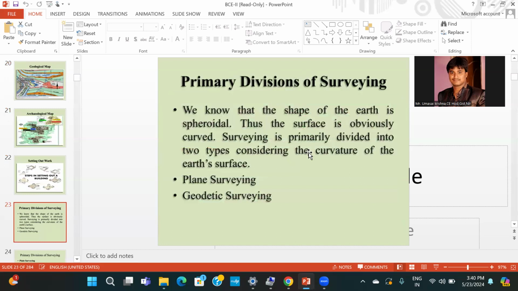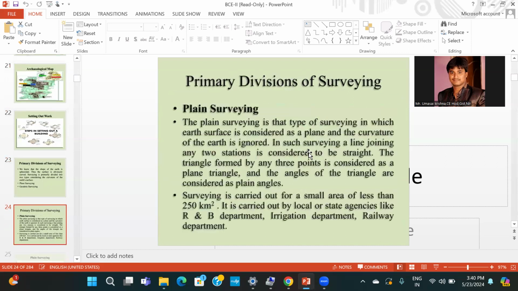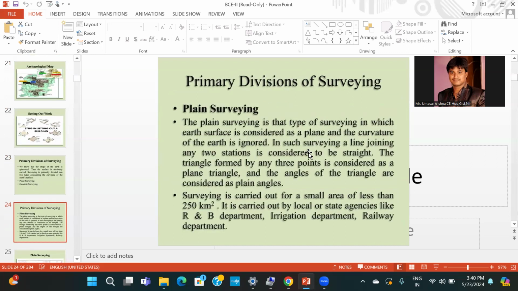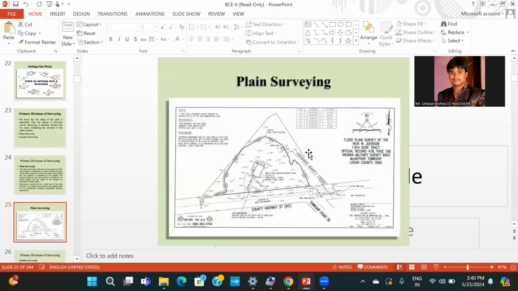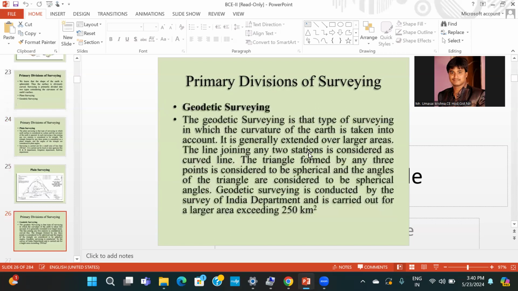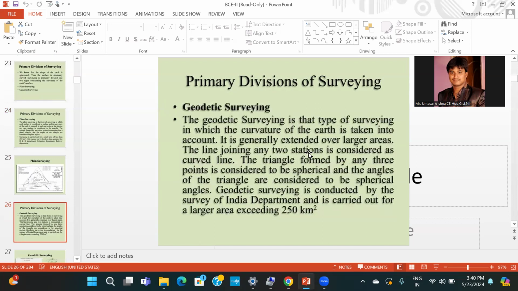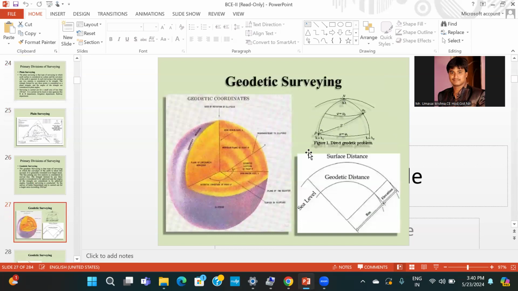So the primary divisions of surveying are plane surveying and geodetic surveying. Already we have discussed plane surveying, where the curvature of earth is ignored. So the area should be less than 250 square kilometers. And you can see the maps. And geodetic surveying is where the curvature of earth is taken into account. It is generally extended over large areas. So here you can see the images, as the earth surface is a curvature. By considering the curvature of earth, the surveying is known as geodetic surveying.